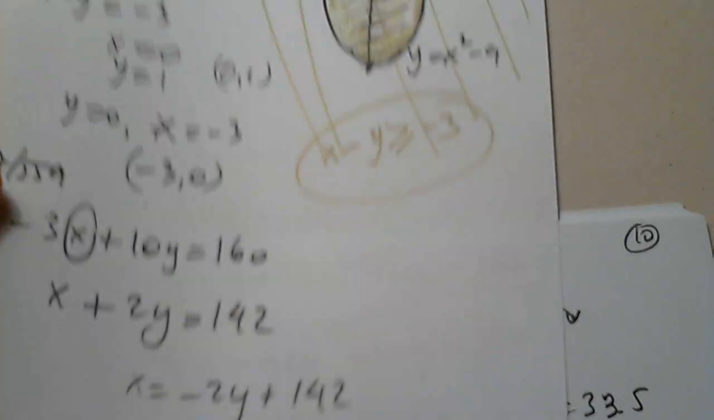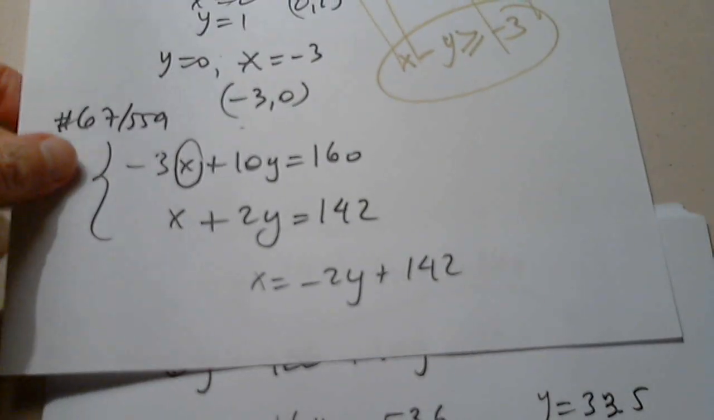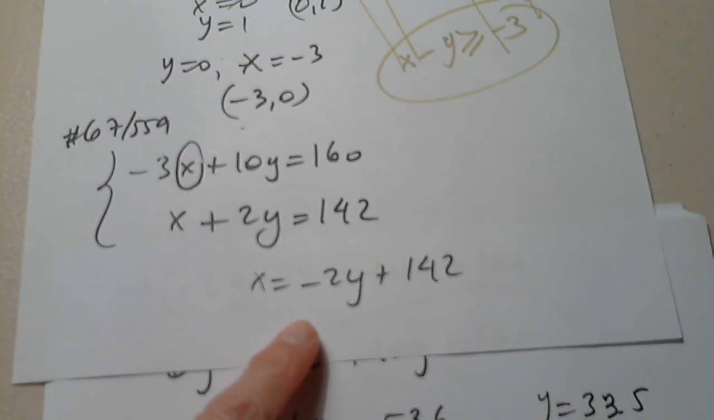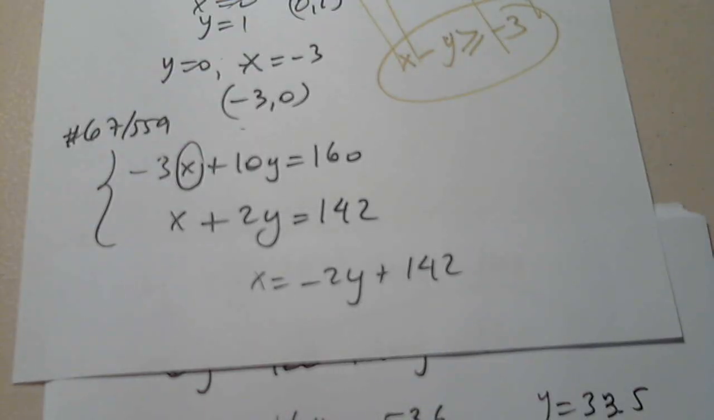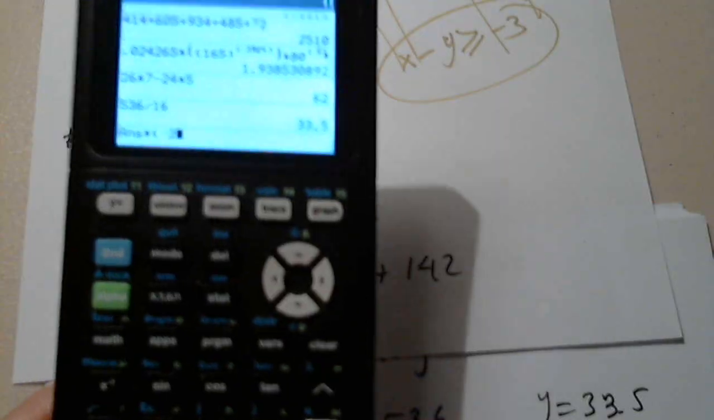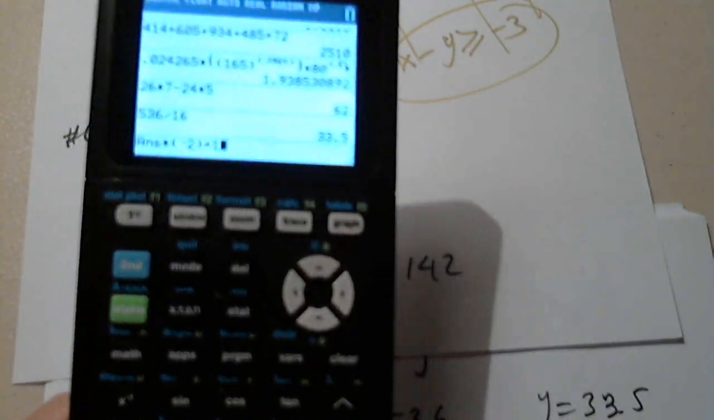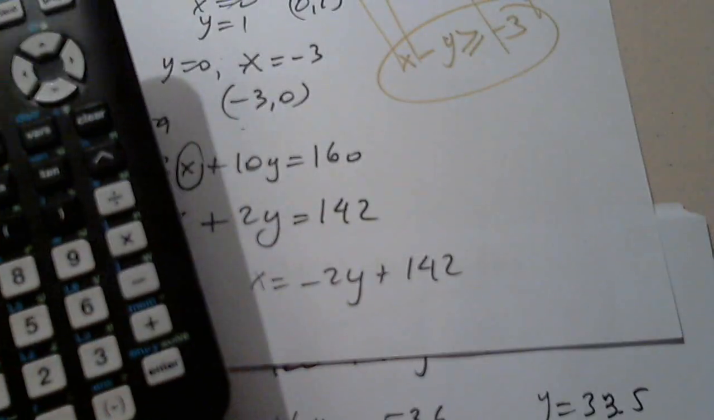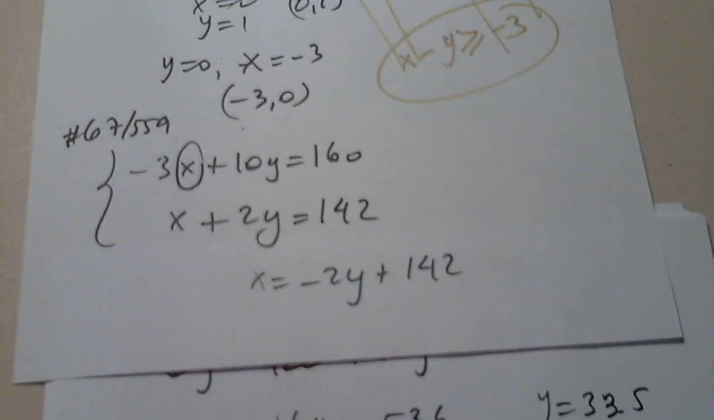So now I have to find x. x is negative 2 times 33.5 plus 142. So times negative 2 plus 142. Okay, I got 75. So I claim that the ordered pair is 75 comma 33.5. Is it? I don't know. But it's very easy to check.